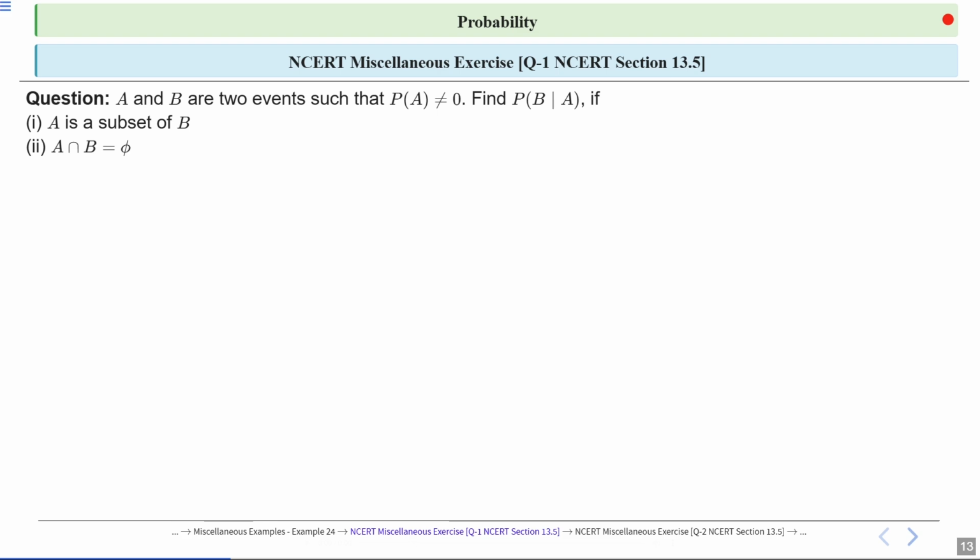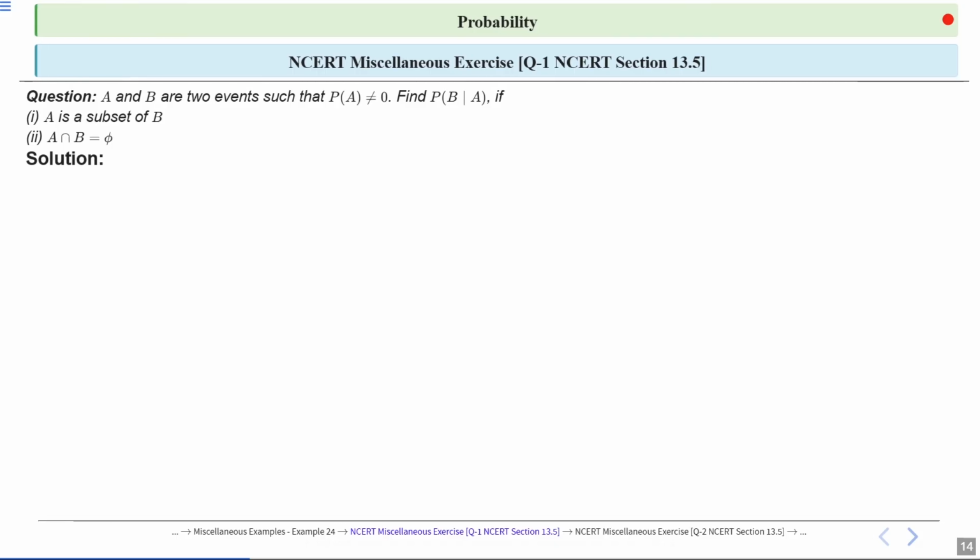Now let's look at exercise question number 1. In this question, we have two events A and B such that probability of A is non-zero. Then find probability of B given A. First, if A is a subset of B, and second, if A intersection B is empty. First of all, try it yourself and then see solution.